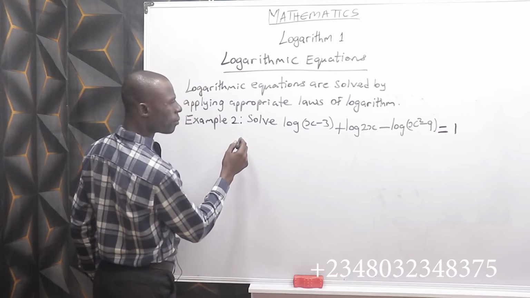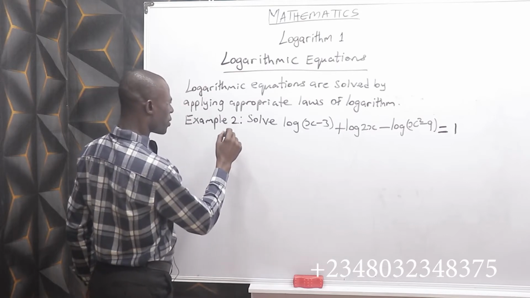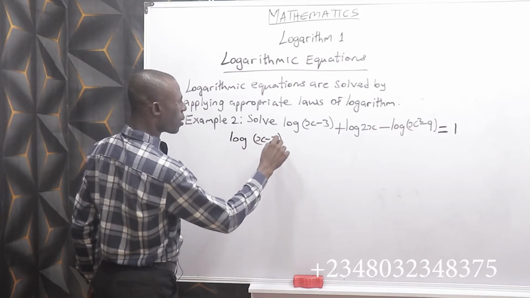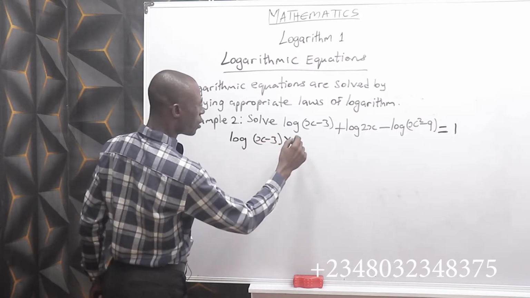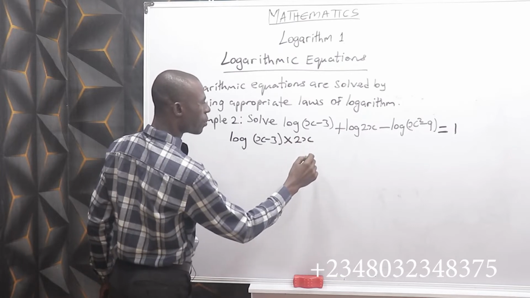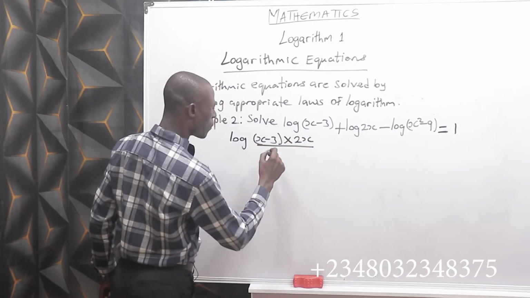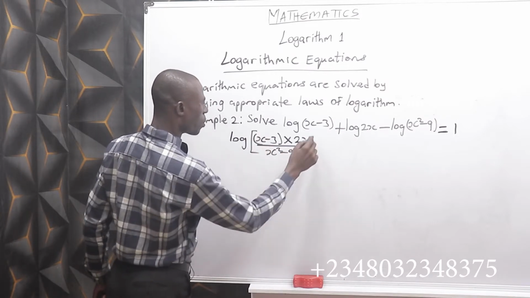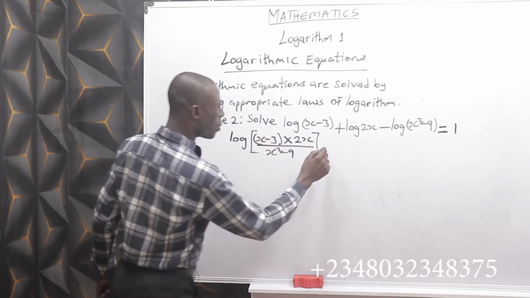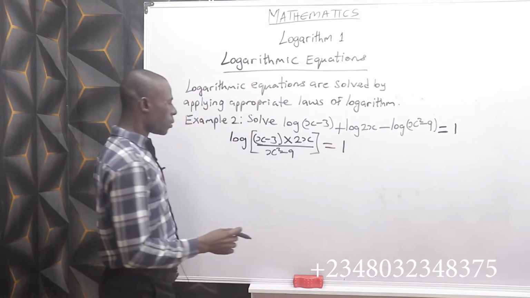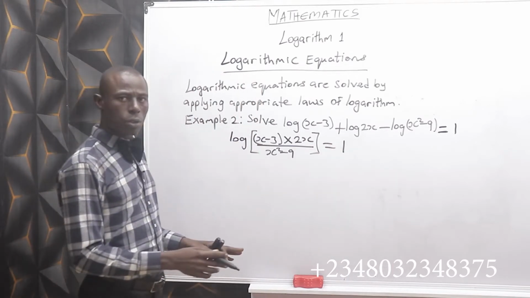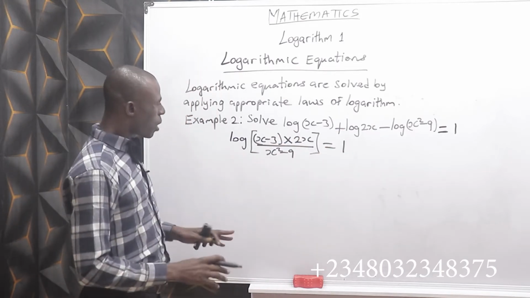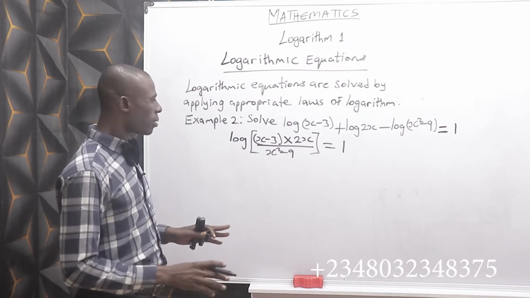Here we write log of x minus 3 times 2x divided by x squared minus 9 equals 1. This is in base 10. So far, no base is written at the subscript of the log. We assume it is in base 10.